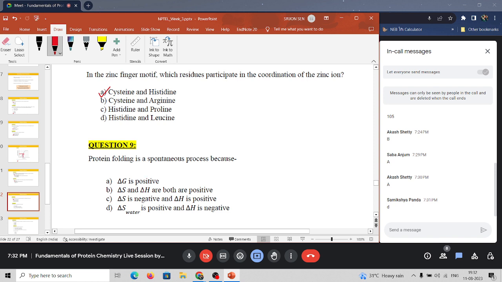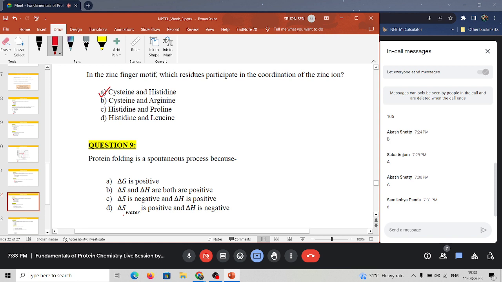Now delta S and delta H are both positive, that can be true. It depends on whether delta H is more positive than delta S or less positive than delta S. Any difference between the two would matter for whether it's going to be spontaneous or not. Rather, if delta S is positive and delta H is negative, that will help the equation delta G equals delta H minus T delta S to be negative, and the process will become spontaneous.